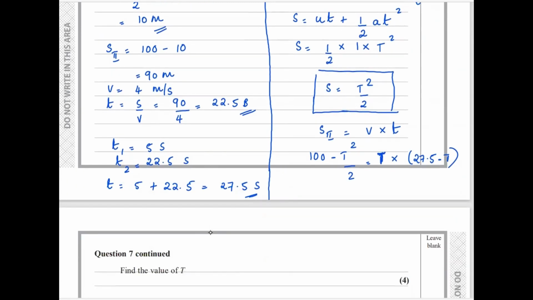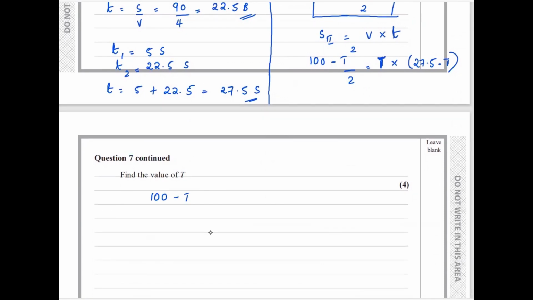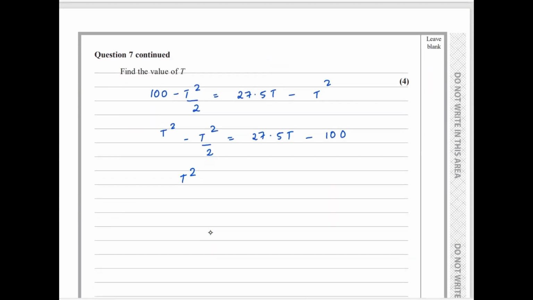Now taking this part, 100 minus t square by 2, equals t into 27.5 minus t. Expanding the bracket, t into 27.5 is 27.5t minus t into t is t square. All the t square terms to one side: minus t square goes to the other side, becomes positive t square, minus t square by 2 is equal to 27.5t minus 100. 100 goes to the other side, becomes minus 100. t square minus t square by 2 will give you t square by 2 is equal to 27.5t minus 100. Cross multiplying, t square is equal to 55t minus 200. Putting all the t terms to one side, t square minus 55t plus 200 is equal to 0.